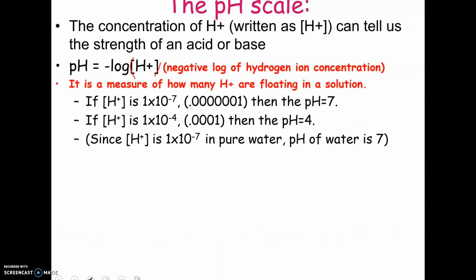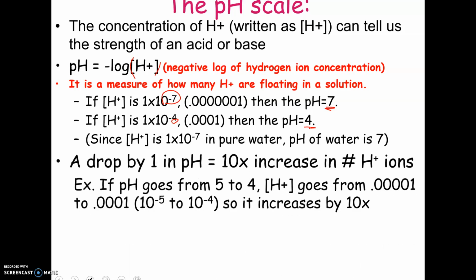So here's the thing. You won't need to actually take logs because they use whole number pHs on the AP exam to make it simple if you're getting them from a hydrogen concentration. So if the hydrogen concentration was 10 to the negative 7th, if you take the negative log of that, the pH becomes 7. And if it was 10 to the negative 4th, then the pH would become 4. For water, it's 7 because the hydrogen and the hydroxide are equal to each other.